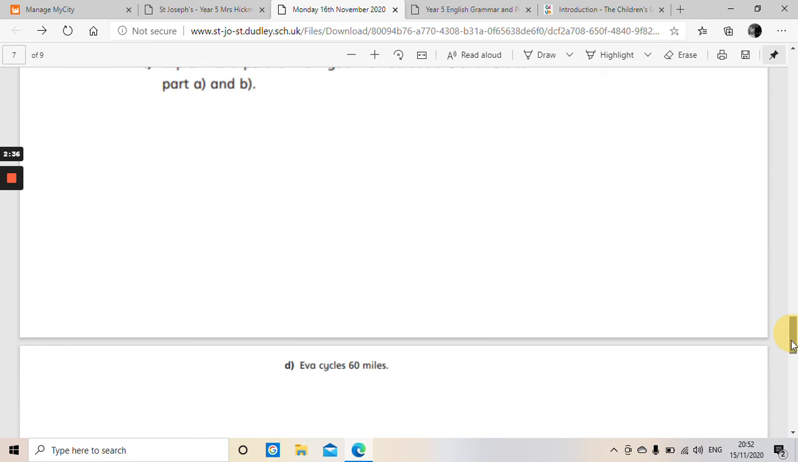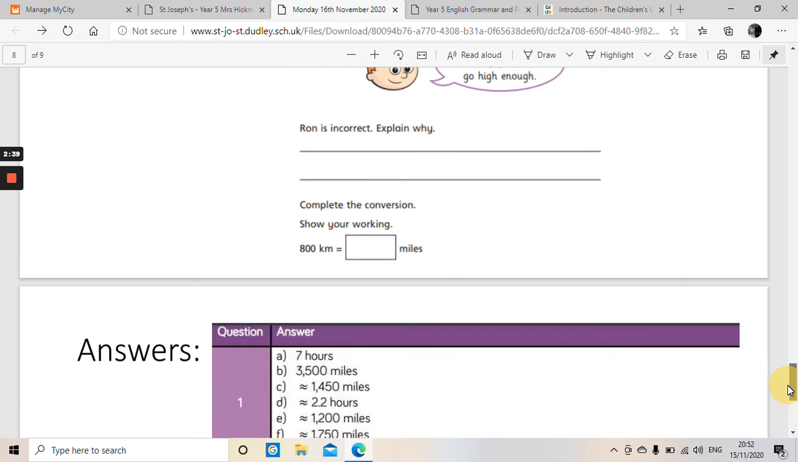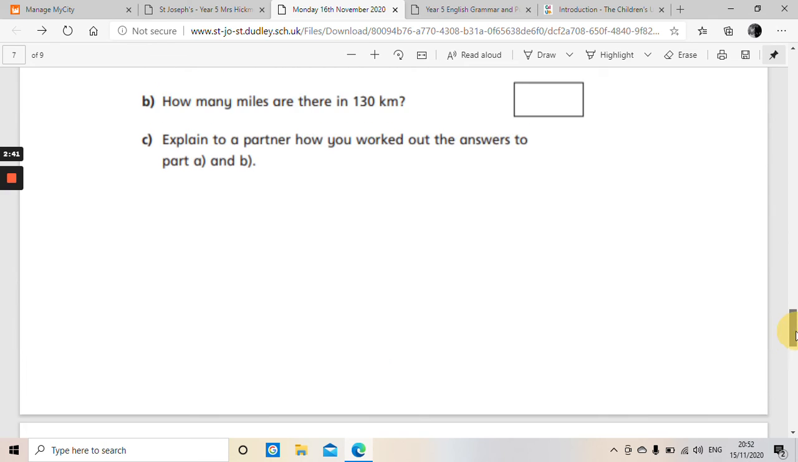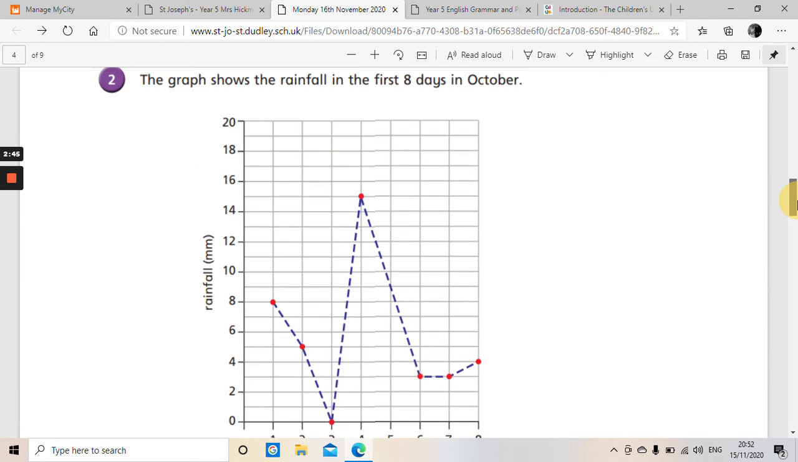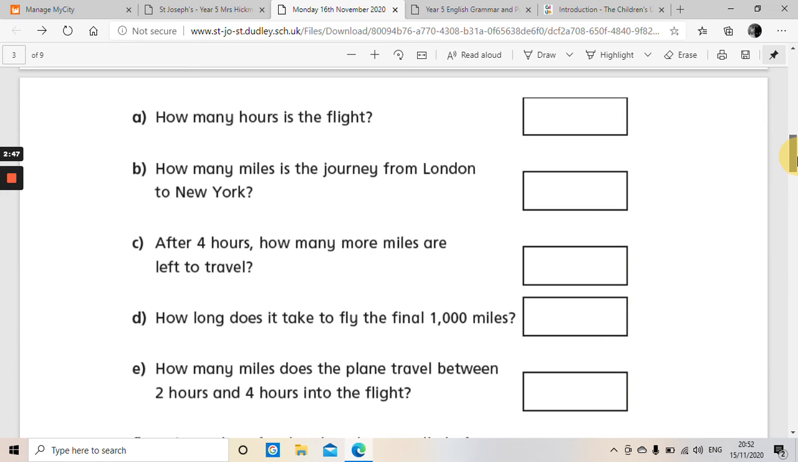And then you can carry on with the challenge questions as well. Oops, they're the answers. So just try your best. I know it's a little bit challenging today. You can only do your best. So give it a go.